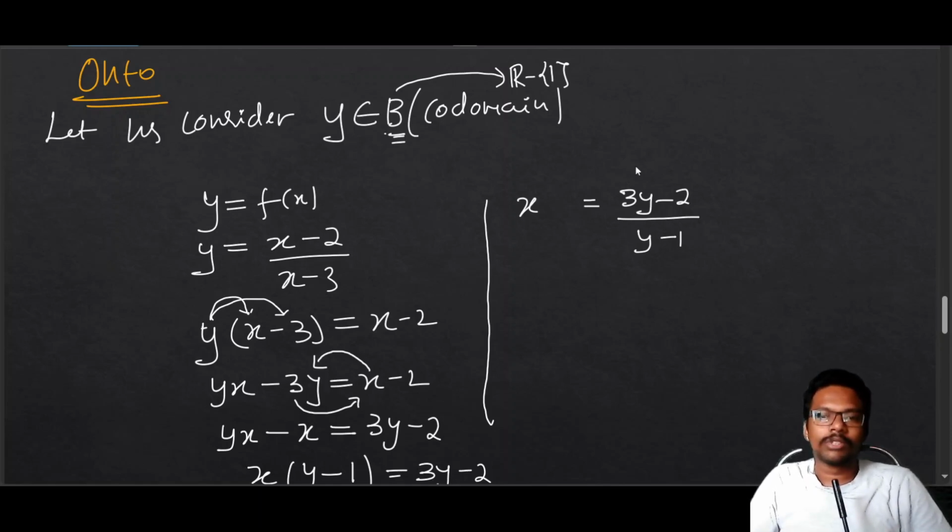Okay, so if you observe the x value clearly, we got 3y minus 2 divided by y minus 1, which is nothing but a fraction, so we know the fractions will be in real numbers.